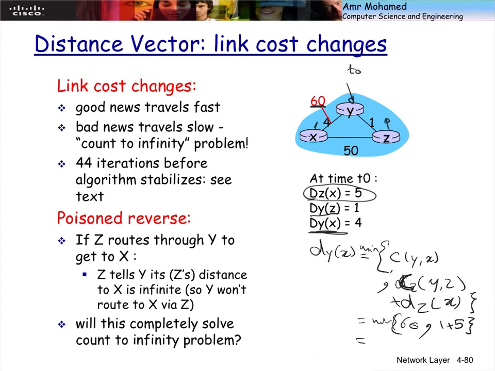In that case, this will be 6. The minimum is 5 plus 1. So that means Y knows now that the shortest path to X is no longer by 4. The shortest path to X is in fact through Z.